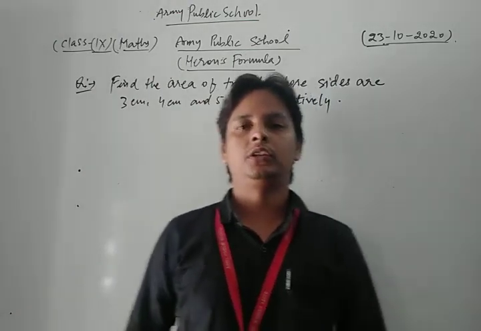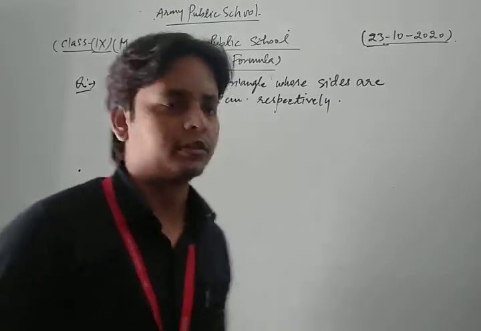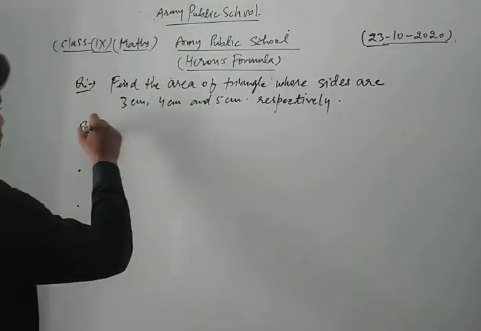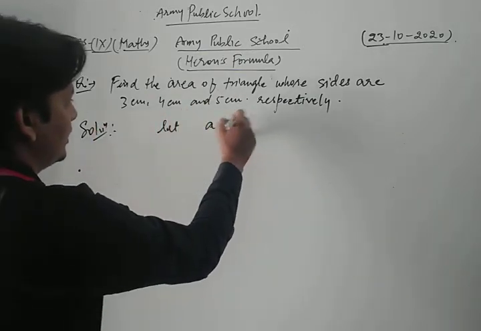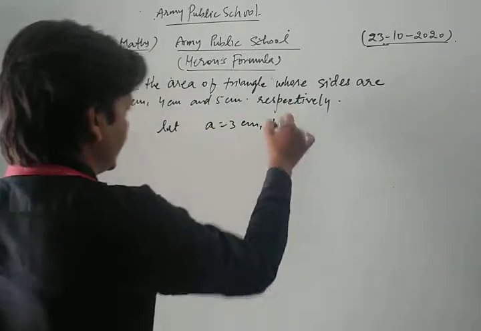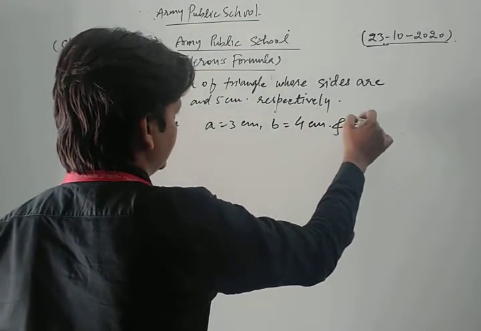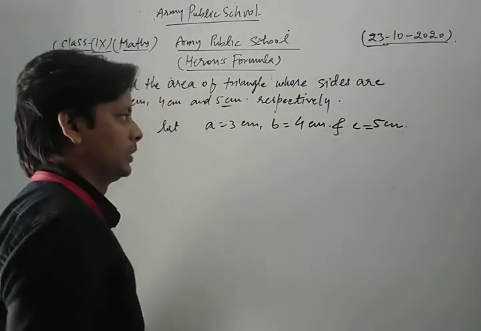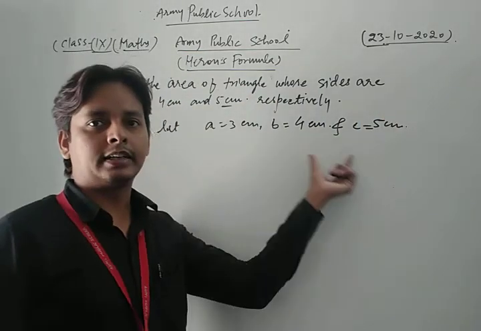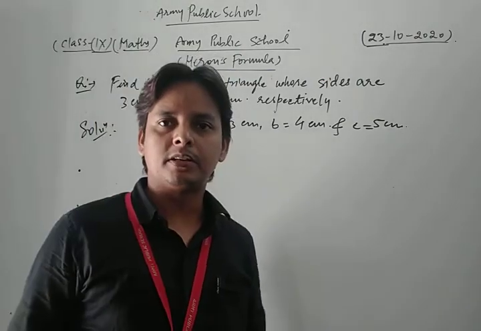Let's see its solution, dear students. First of all, let the first side a be 3 centimeters, the second side b be 4 centimeters, and the third side c be 5 centimeters respectively. Now first of all we find the semi-perimeter of the triangle.